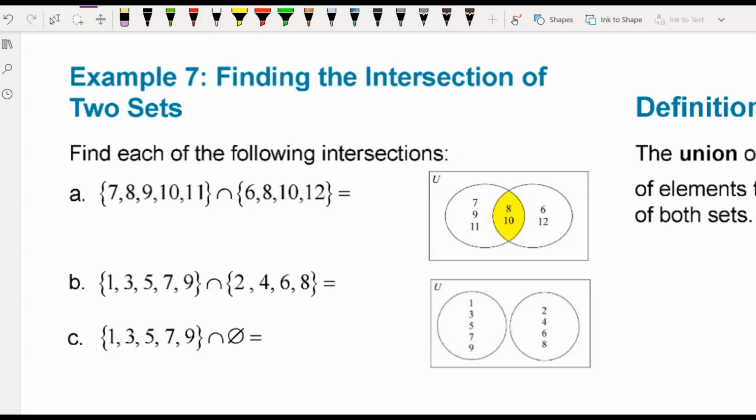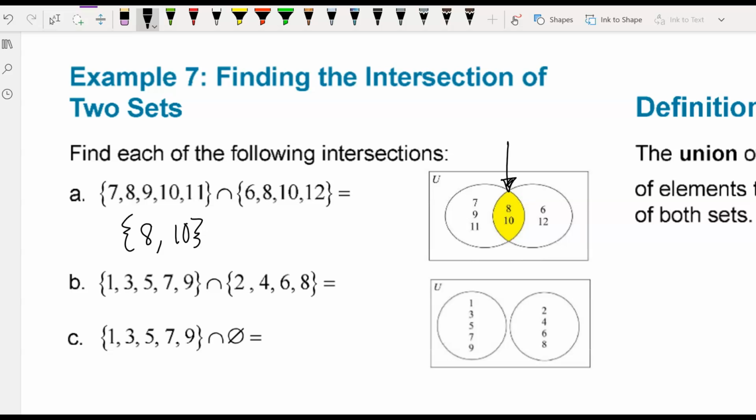All right, so this first example says find each of the following intersections. We want to see in this first set what is the same. So 7, 8, 9, 10, 11, and 6, 8, 10, and 12. Notice they share 8 and 10. So that new set would be 8, 10.